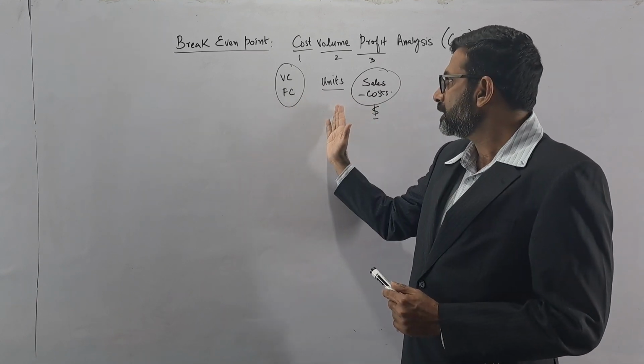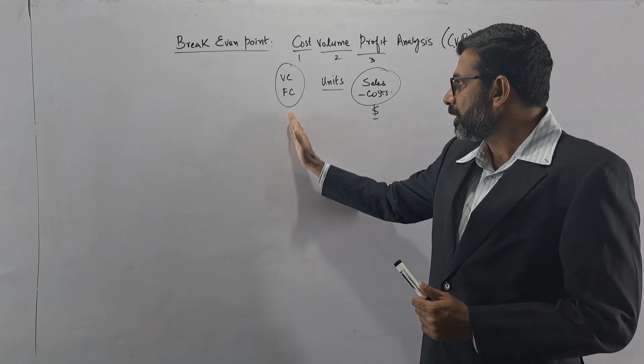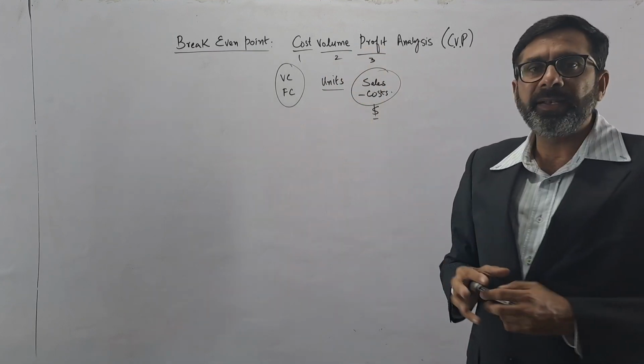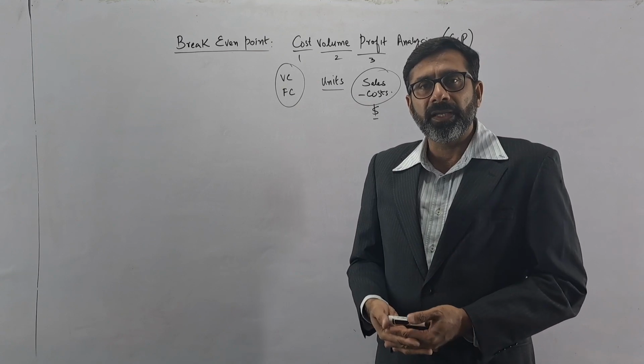So for volume, we are considering the number of units. If the number of units is changing, it will change the cost. And obviously, if the cost is changing, it will change the profit. So these are the three interrelated things we have to consider while making the decision of the break-even point.